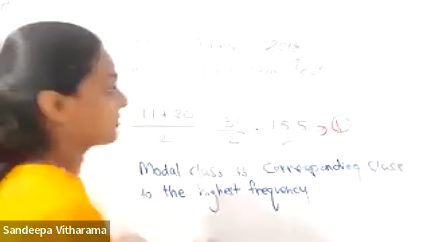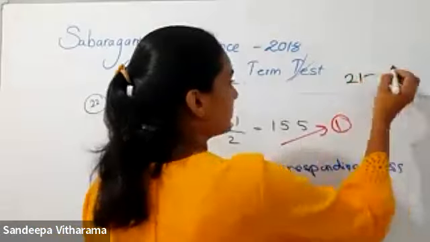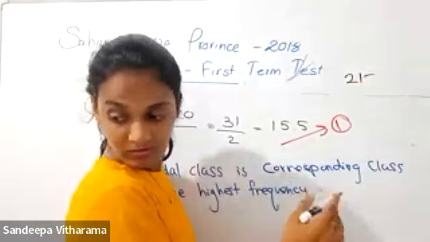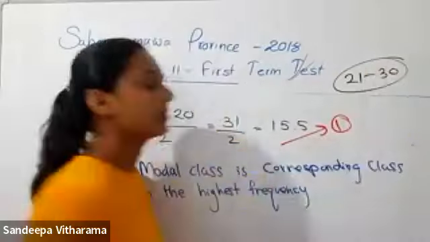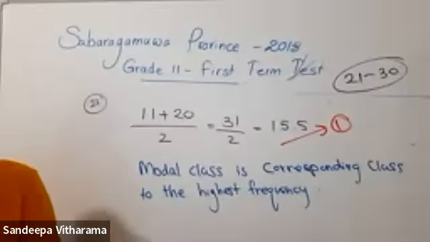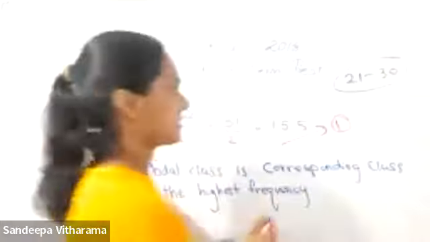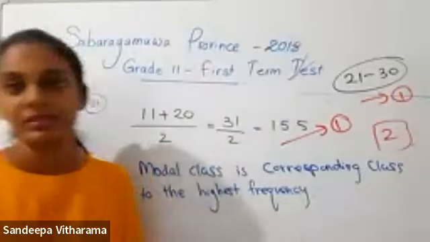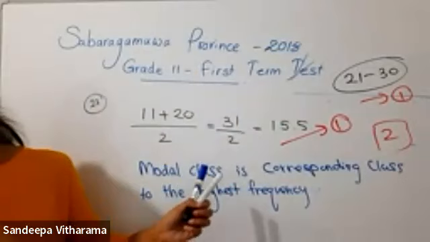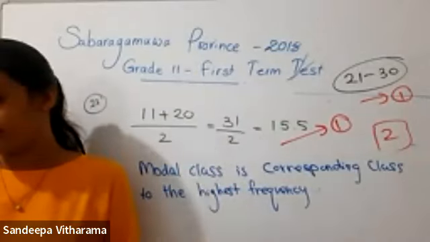It is 21 to 30. This is the model class. This is the class corresponding to 7. Okay. Then the marks are given like this. Then 2 marks are given for finding the mid value and the model class.